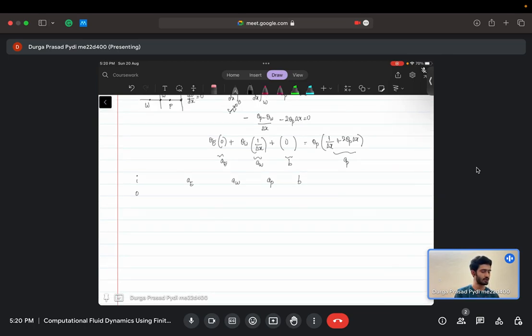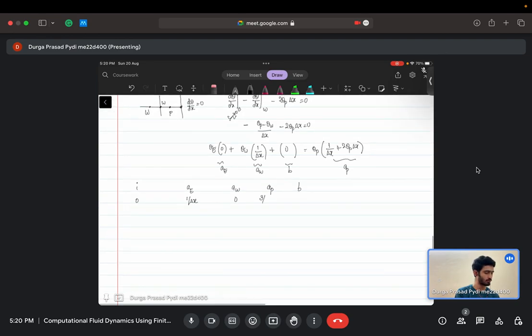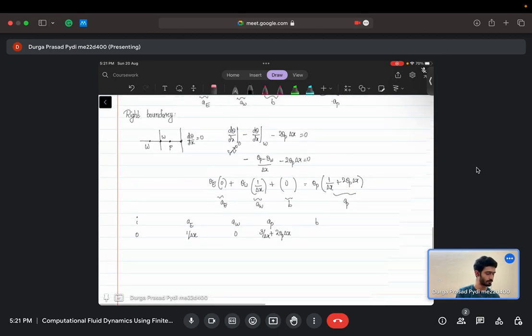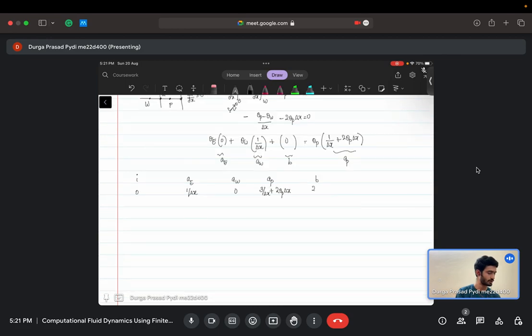So for I equal to 0, that is your left boundary. On the left boundary we have A east term 1 over delta x, there is no west term, and your AP is essentially 3 over delta x plus 2 theta p delta x, and you have a b term that corresponds to 2 times theta wb by delta x.